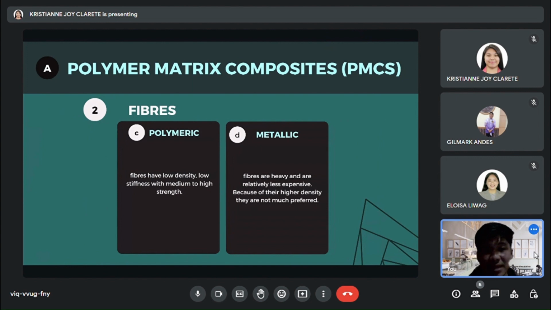Next, we have metallic. Fibers are heavy and are relatively less expensive. Because of their higher density, they are much preferred. Metallic fibers can be drawn from ductile metals such as copper, gold, or silver, and extruded or deposited from more brittle ones such as nickel, aluminum, or iron.